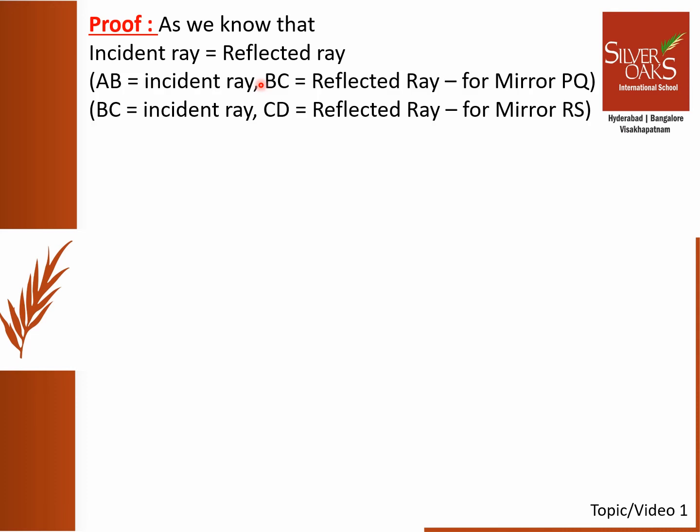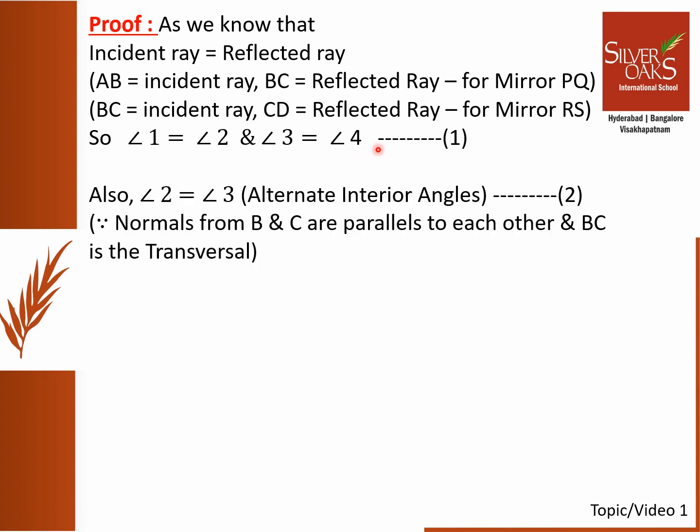As we know from physics, angle of incidence is equal to angle of reflection. So AB is the incident ray. For the mirror PQ, BC becomes the reflected ray. In the same way, for mirror RS, BC is the incident ray and CD is the reflected ray. So, we know that angle of incidence is equal to angle of reflection. So, angle 1 is equal to angle 2 and angle 3 is equal to angle 4. Put this as equation 1.